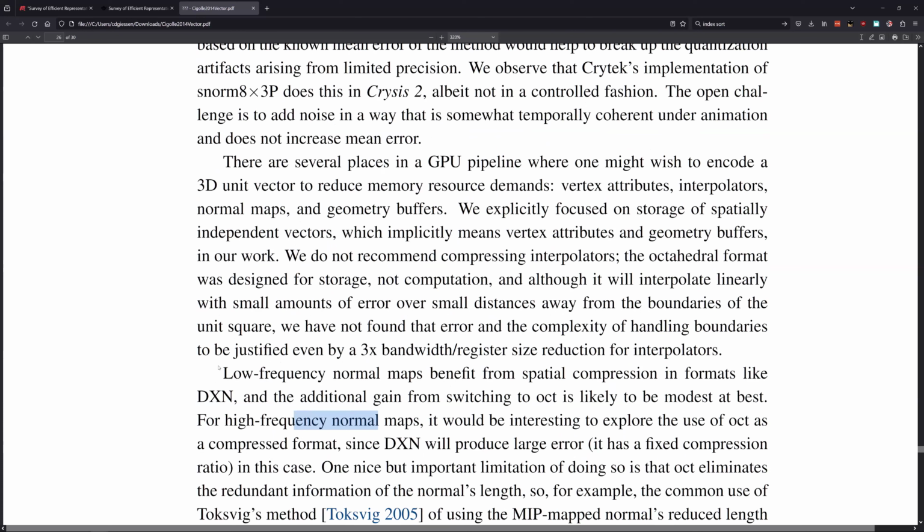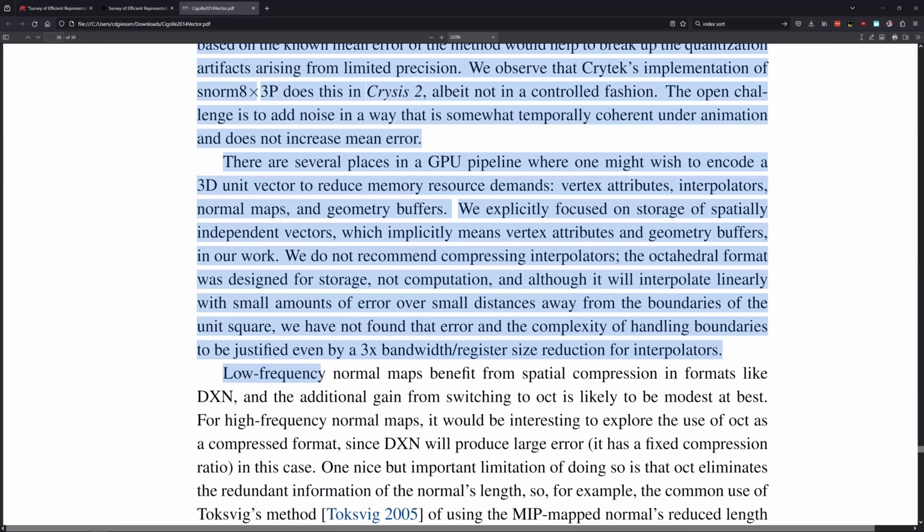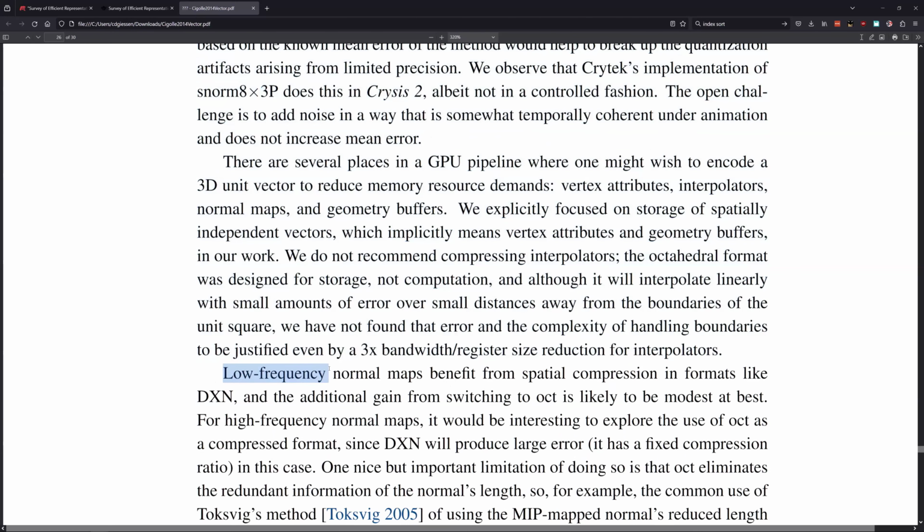If your normal map has mostly low frequency detail, maybe you shouldn't be storing it in a high resolution normal map, but you should be using a smaller image size or texture size. But I guess DXN exploits that, so that's fine.